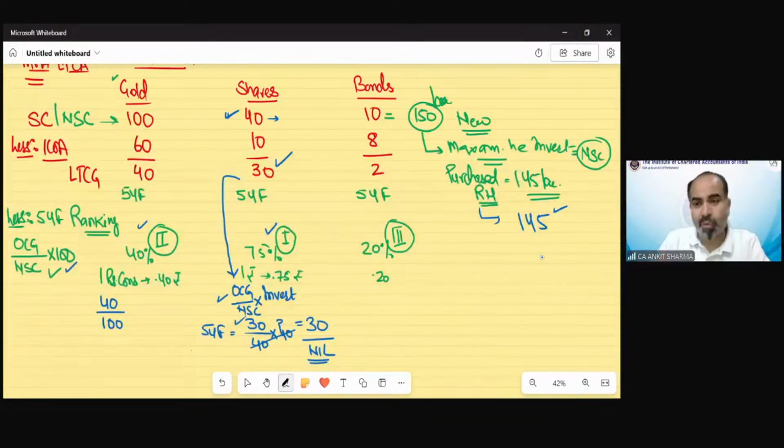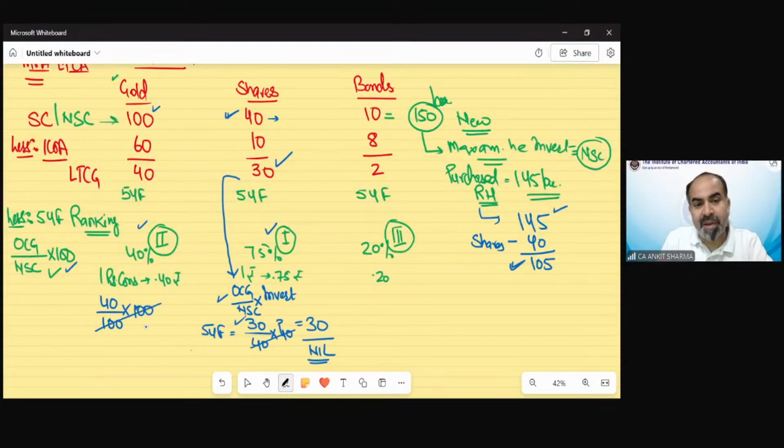Let me tell you one thing more. Out of this 145, we have utilized 40 lakh for shares already. So now the investment value left is 105 lakh. Clear? The balance investment is just 105. So out of this gold, how much maximum can we utilize for the purpose of investment? We have a balancing figure of 105 and the net consideration for gold is 100. So how much can we invest out of this gold for the purpose of exemption? Yes, very good. Now it's 100.